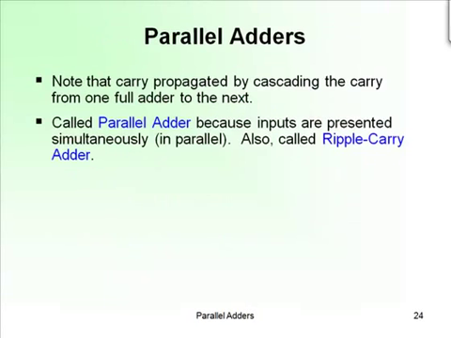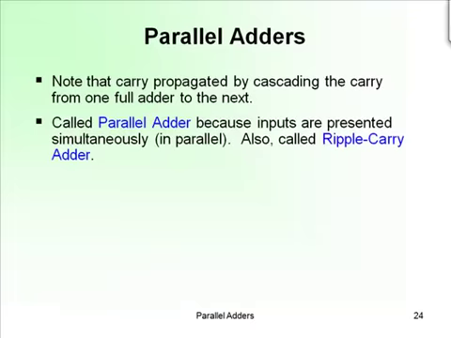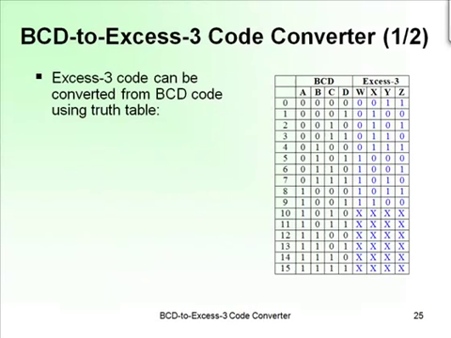Note that the carry propagates by cascading from one full adder to the next. It's called a parallel adder, also called a ripple adder. Although these inputs all come in at Y4, X4, this carry 4 depends on the previous input here. You can see these carries rippling like a wave down the adder. This input depends on this input, which depends on this input, which depends on this input. So it's like a wave, it's rippling. And there are some cons to that effect.